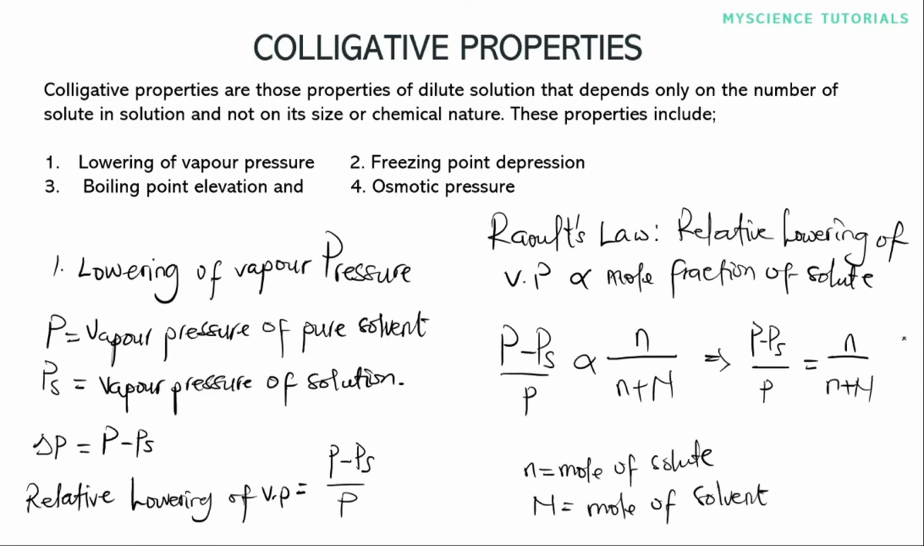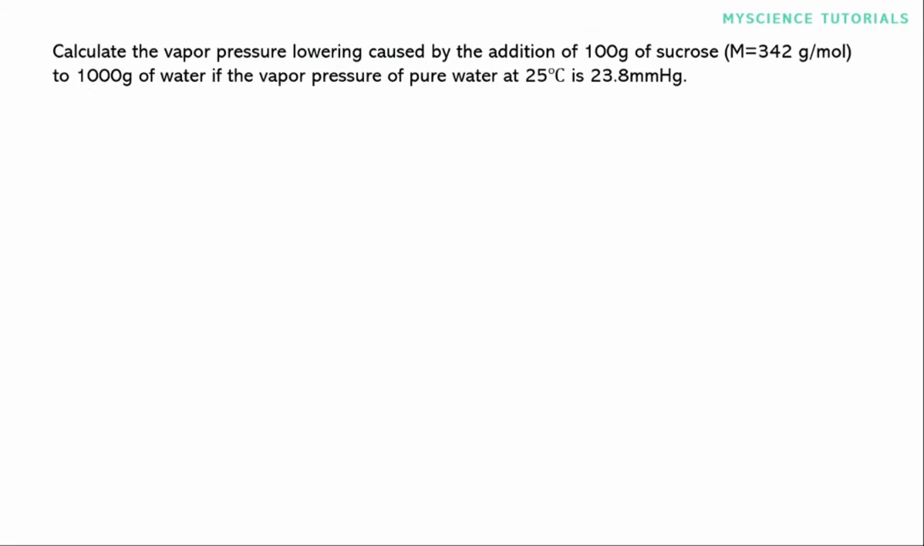Alright, so now that we know this formula, let's look at how to use it to calculate for an example. The first example we want to look at is to calculate the vapor pressure lowering caused by the addition of 100 gram of sucrose with a molar mass of 342 gram per mole to 1000 gram of water, if the vapor pressure of the pure water at 25 degrees Celsius is 23.8 millimercury. So let's write down our solution.